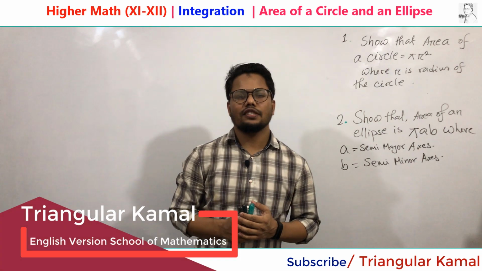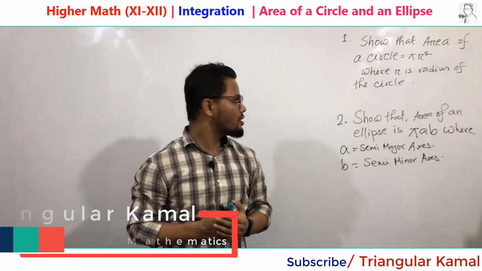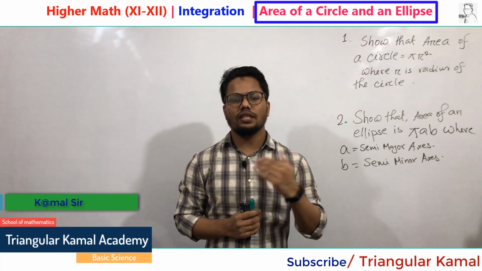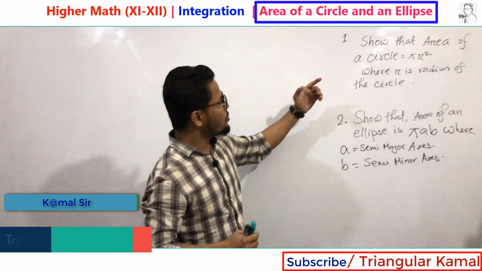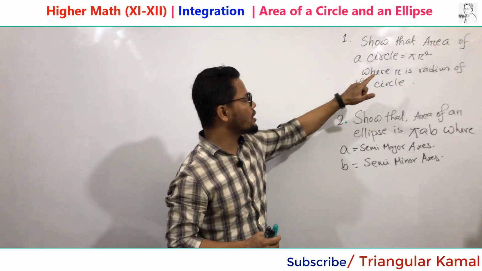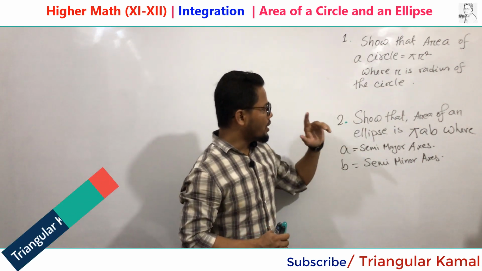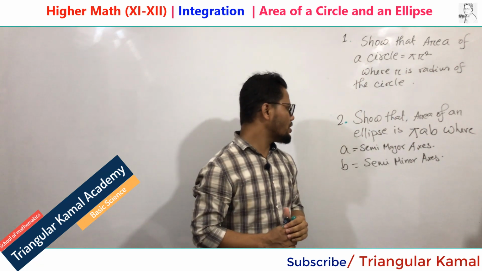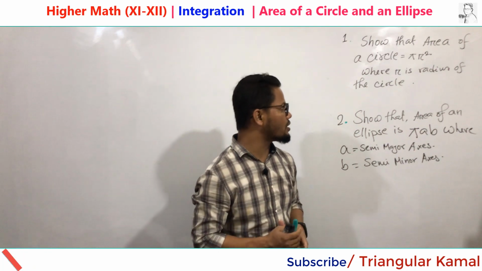Today I am going to discuss two most important theorems: the area of a circle and the area of an ellipse. The content is from intermediate higher mathematics, in the integration part. First we will show that the area of a circle is pi r square, where r is the radius of the circle. Then second, we will show the area of an ellipse is pi AB, where A is the semi-major axis and B is the semi-minor axis.